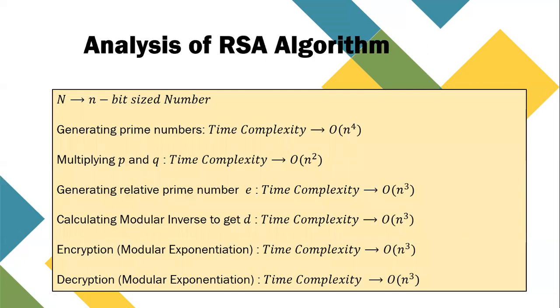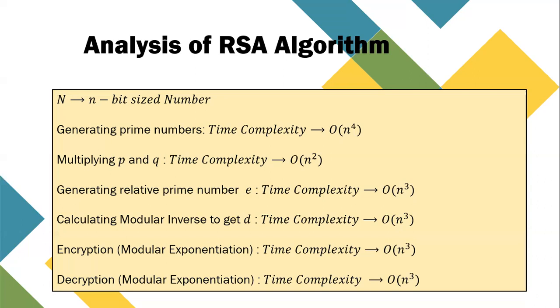Next, we move on to the analysis of the RSA algorithm. When we have a capital number N, which is basically the product of two prime numbers p and q, like let it be an n-bit sized number where n is a small n. The time complexity for generating the prime numbers will be O(n^4), just because we use the Miller-Rabin test to test whether a given number is a prime number or not. So the time complexity for that is O(n^4).